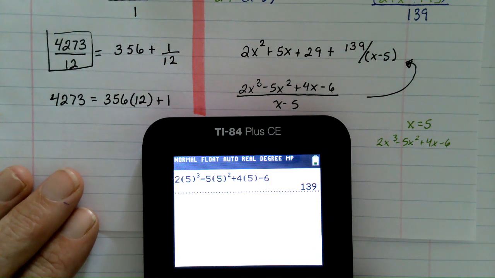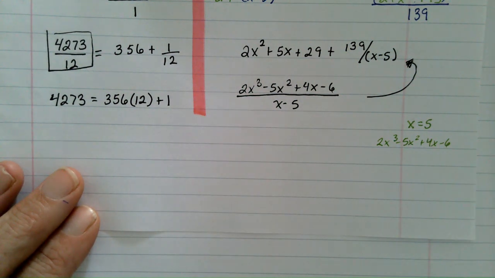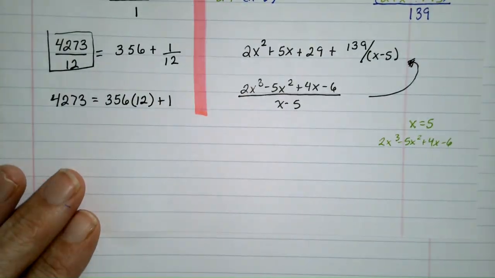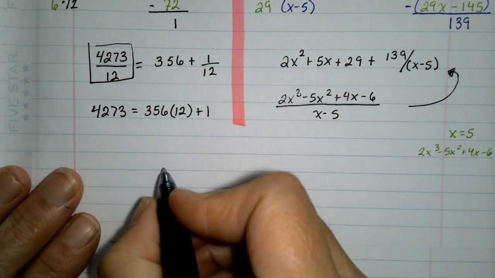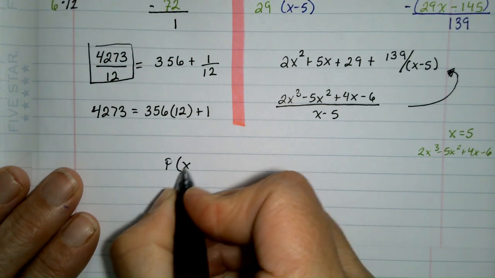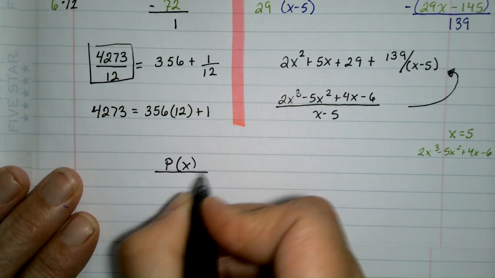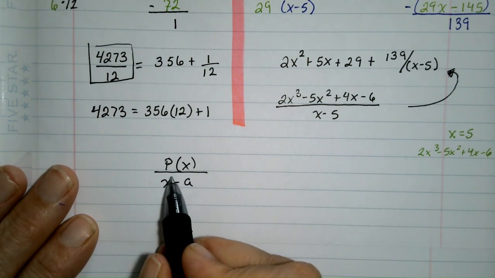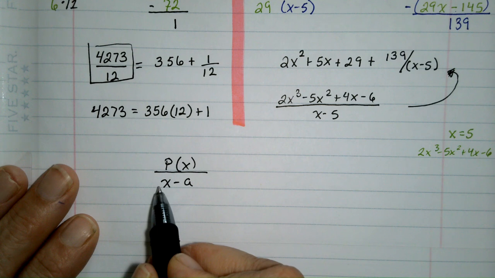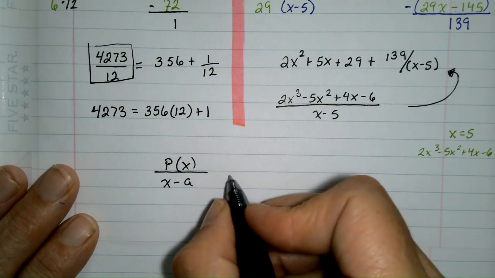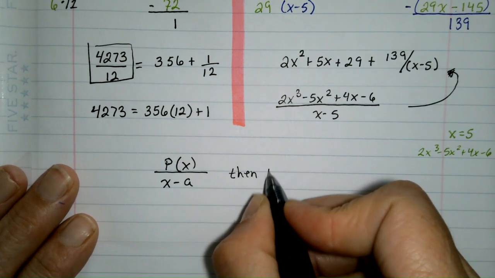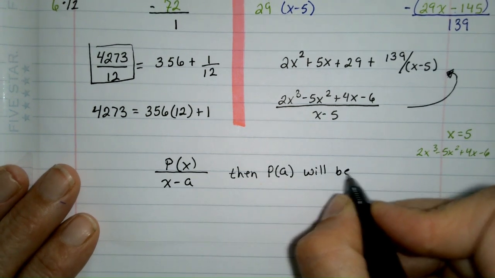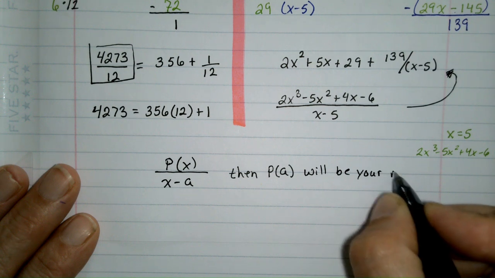So it's called the remainder theorem. If you have a polynomial and you divide it by x minus a, now notice there's no power on the x and there's no coefficient. If you have that, then p of a will be your remainder.